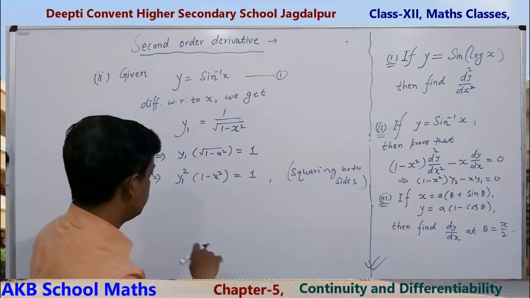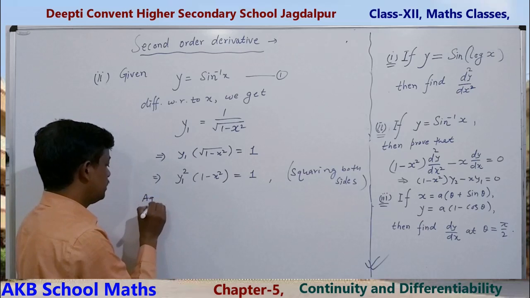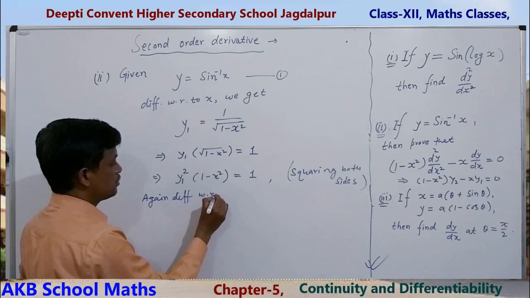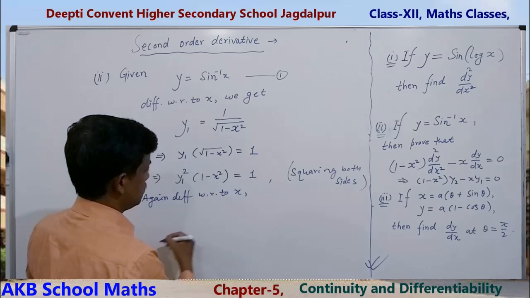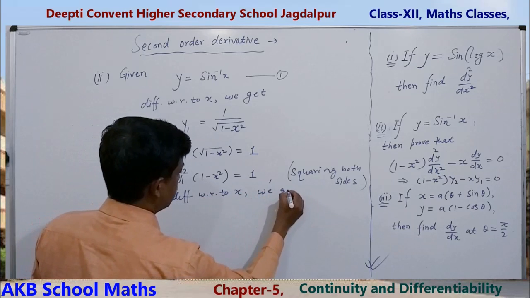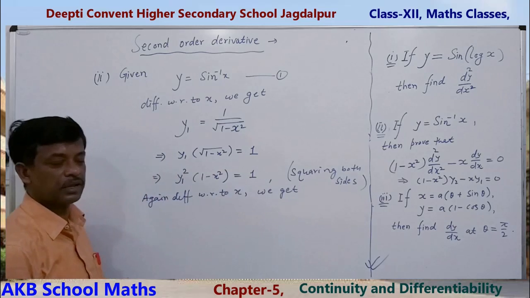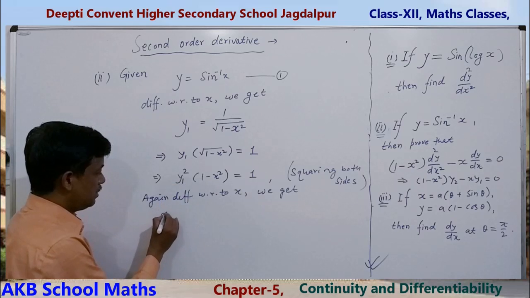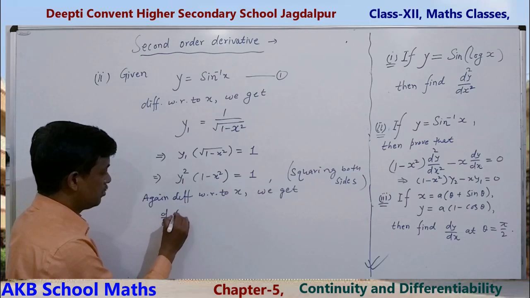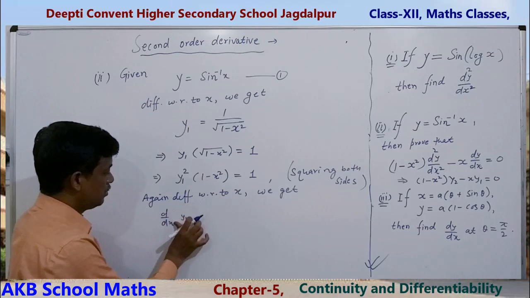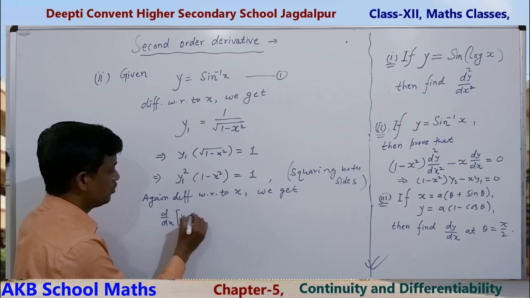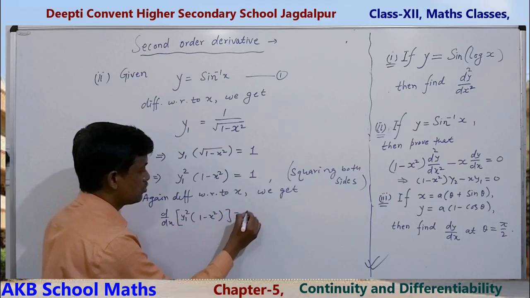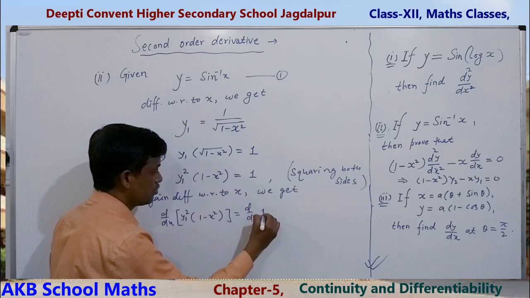second time. Okay. Again differentiate with respect to x. We get, once again differentiate, then what will happen? Left side dy by dx of y1 square into 1 minus x square equals to dy by dx of 1.